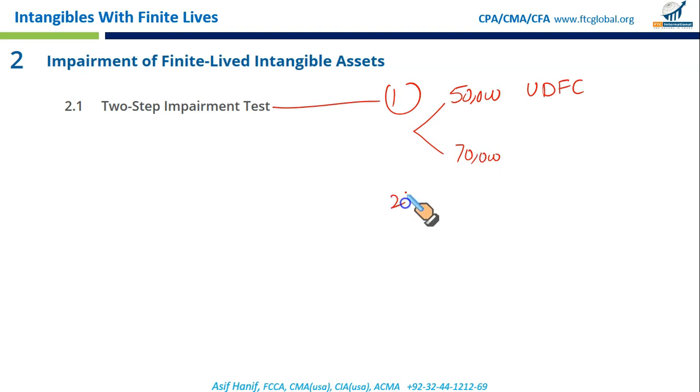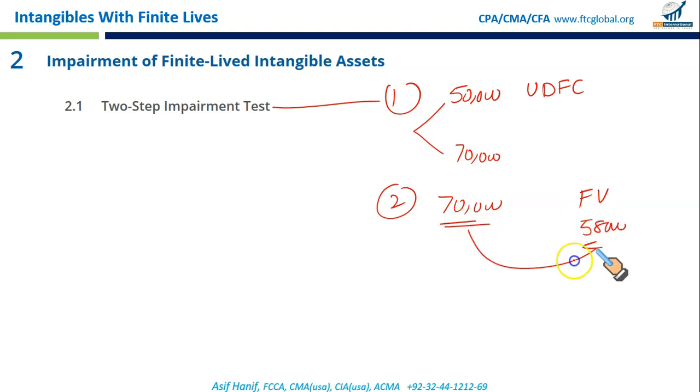In the second step, you compare this carrying value with the fair value. And let's say its fair value is, let's say, 58,000. So this is the carrying value, this is the fair value. The 12,000 difference is the impairment loss to be charged, which is irreversible. Once you charge this impairment loss, it cannot be subsequently reversed. Now here is an important point.